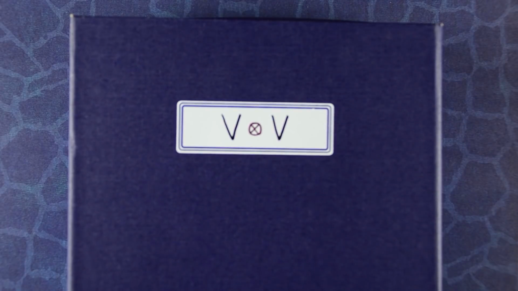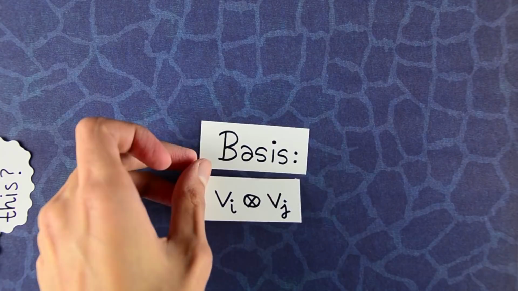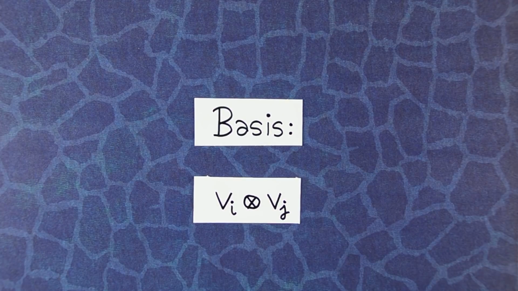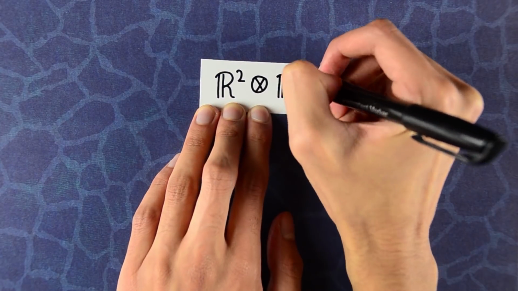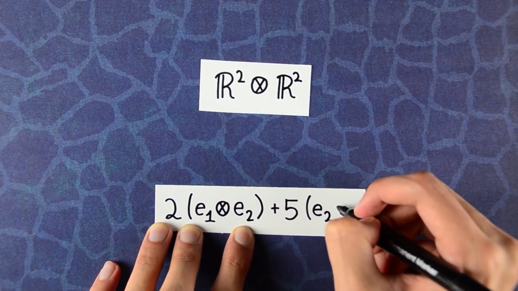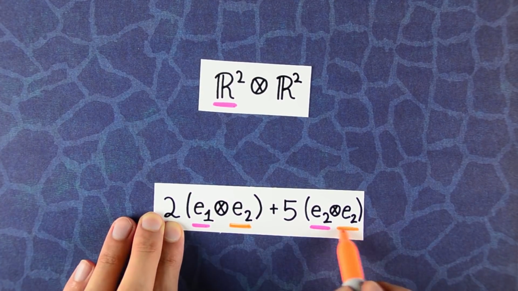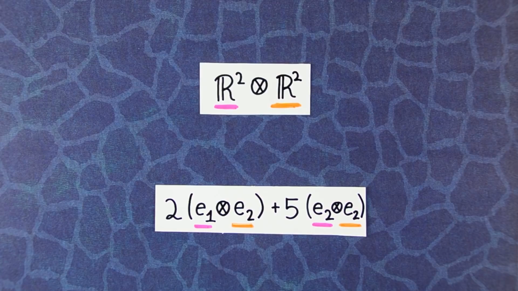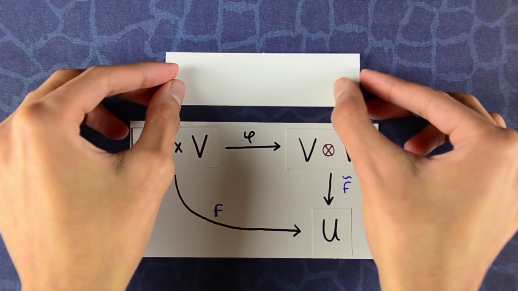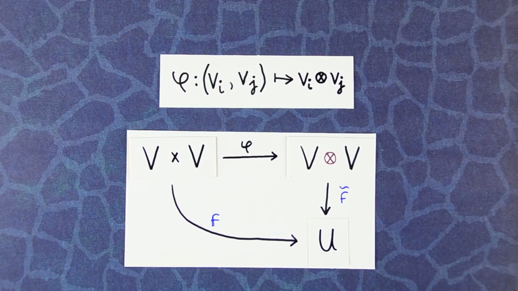Now let's answer the question, what's in this space? The basis consists of formal expressions of the form Vi tensor Vj, where the Vi's form a basis for V. As an example, take R2 tensor R2. A vector in this space may look like a linear combination of these expressions, where the first vector comes from the first space, and the second vector comes from the second. Now we're only defining the space up to isomorphism, so this is a perfectly legal definition. Now we can define phi. Phi sends the tuple Vi, Vj to Vi tensor Vj.